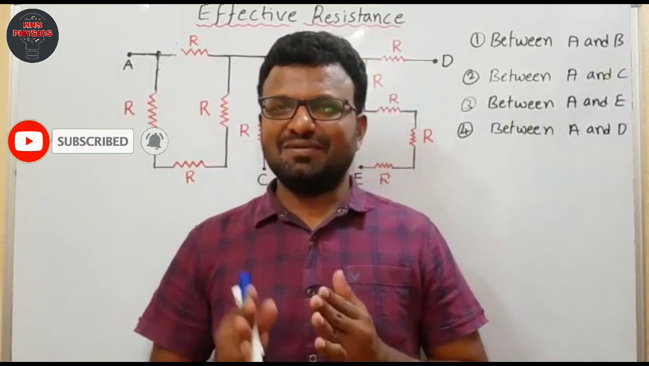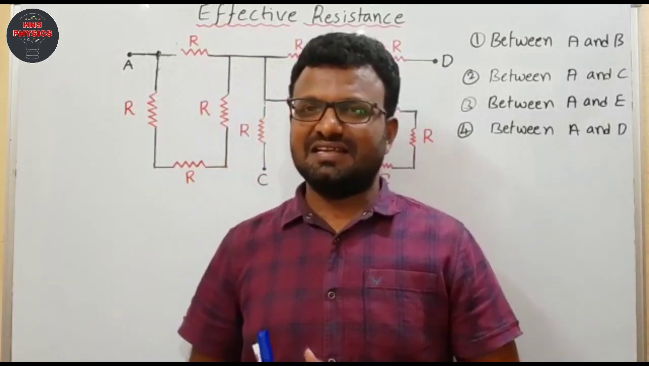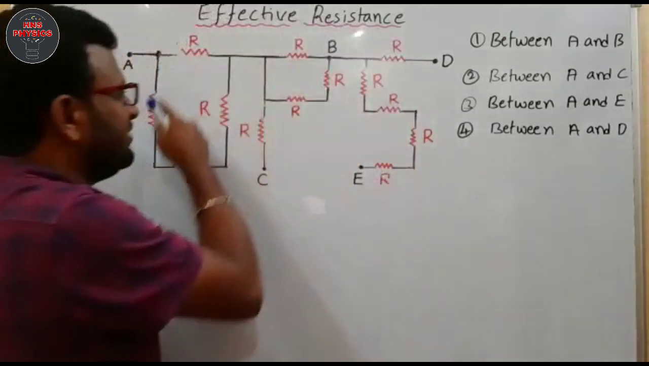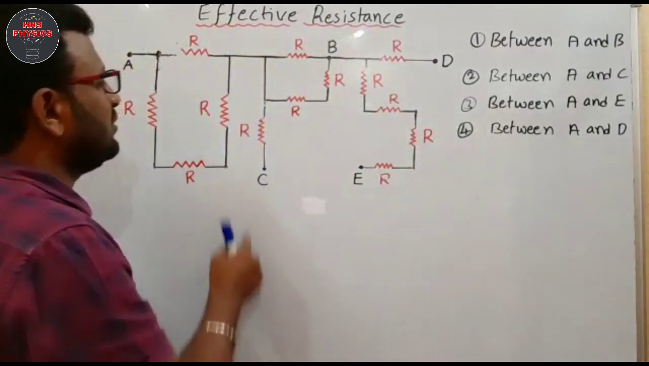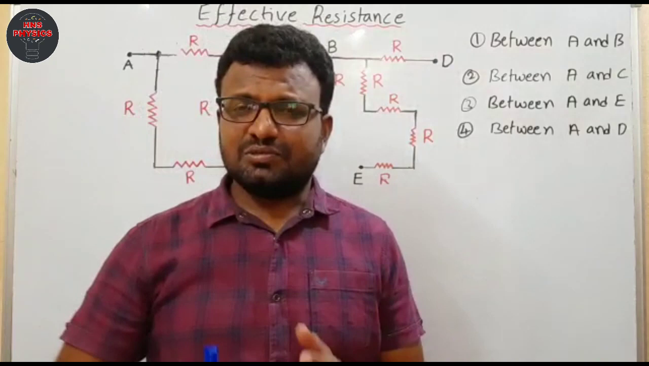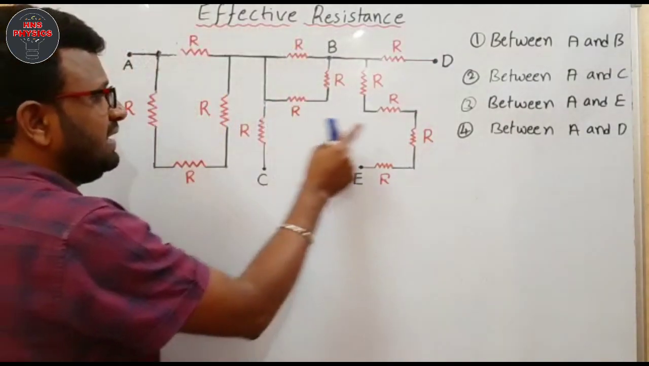Today in this class I am going to explain effective resistance when the resistors are connected in a series and parallel combination. So let's see, here I am taking one electric circuit. In this electric circuit we have three letters: D, P, S.